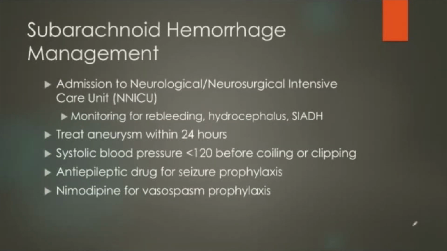Patients who have a subarachnoid hemorrhage are admitted to a neurological or neurosurgical intensive care unit where they can receive proper neurological monitoring for any changes in their neurologic status. This is important for monitoring for occurrence of rebleeding, hydrocephalus, and SIADH, which can also be monitored through obtaining serial BMPs. It's important to treat aneurysms within 24 hours of subarachnoid hemorrhage to reduce the risk of rebleeding.